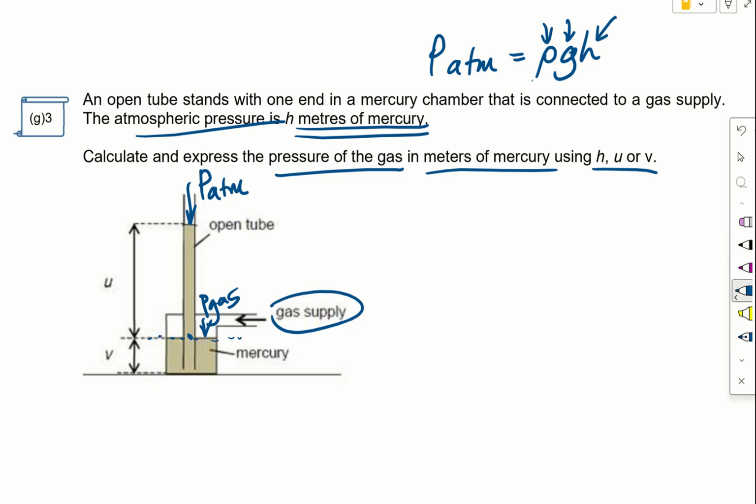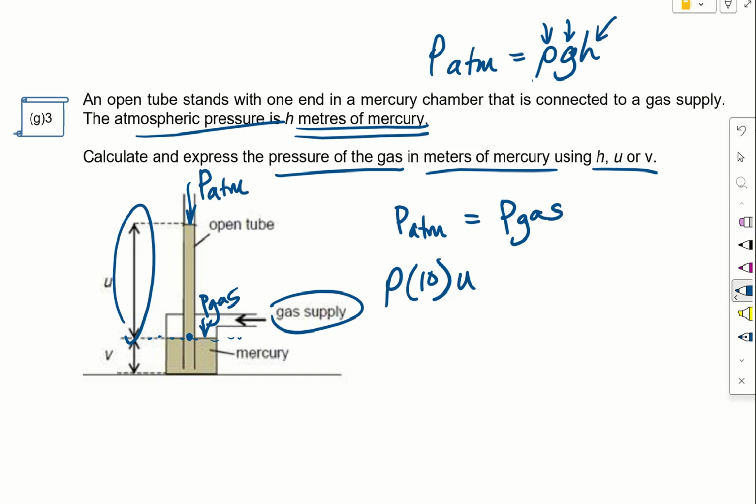Inside the open tube over here, it is due to the pressure due to atmospheric pressure. Then on the outside, it is equals to P gas. So P atmosphere is actually rho, G is 10, the height is actually U. So it will then be equals to pressure due to the gas.